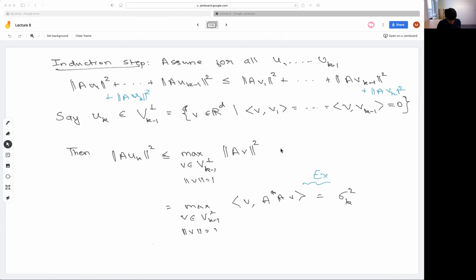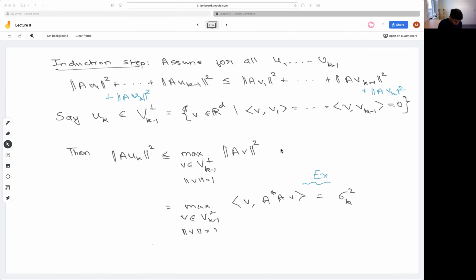And finally, let's get back to justifying this assumption that we made that uk lies in this space Vk minus 1 perp. I claim that we can do this without loss of generality.